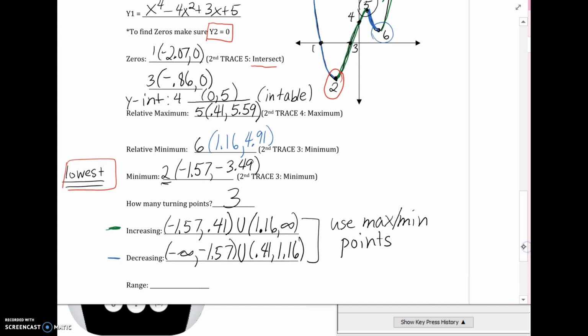Let's see. And then range is just going to be the lowest y value. Remember, range is your y value. So the lowest the y value goes is negative 3.49 is less than or equal to y is less than infinity. Or you could do the interval notation for that. Whoops, that should actually be a bracket. So you have to be careful with the interval. Some of you had difficulty with that probably on the quiz previous to this.